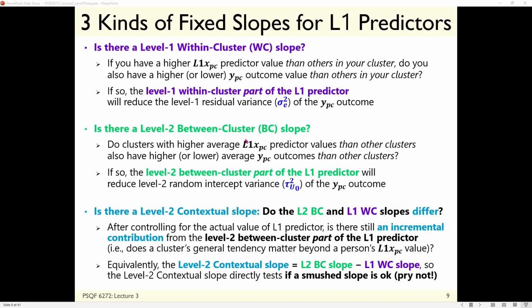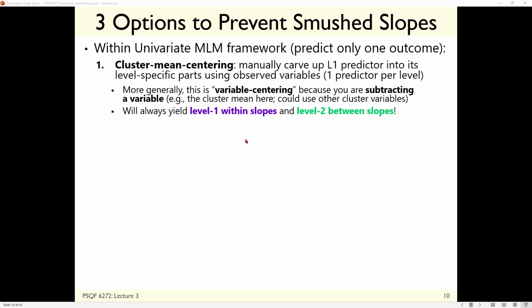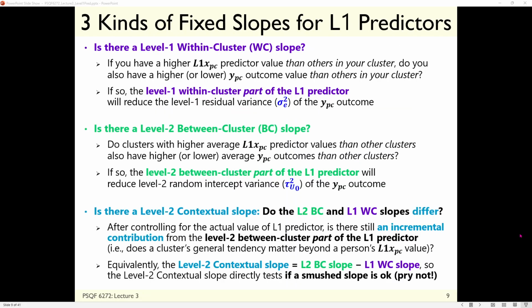Vladimir? Lisa, the contextual effect at level 2, is that controlling for the level 1 variable, the level 1 fixed effect, or both? It's both. So the contextual effect is after controlling for the fixed effect of the level 1 variable in predicting the outcome directionally.